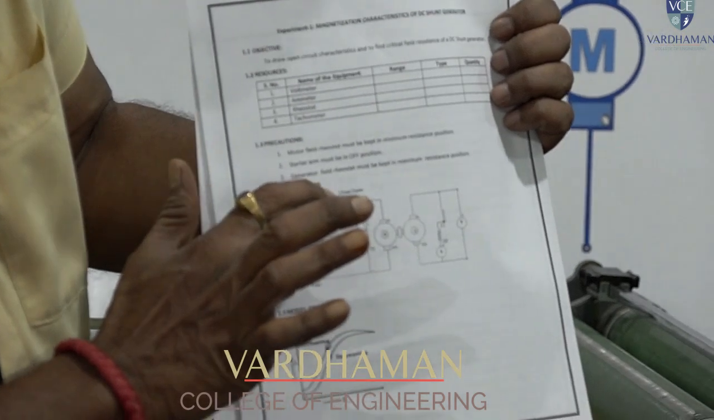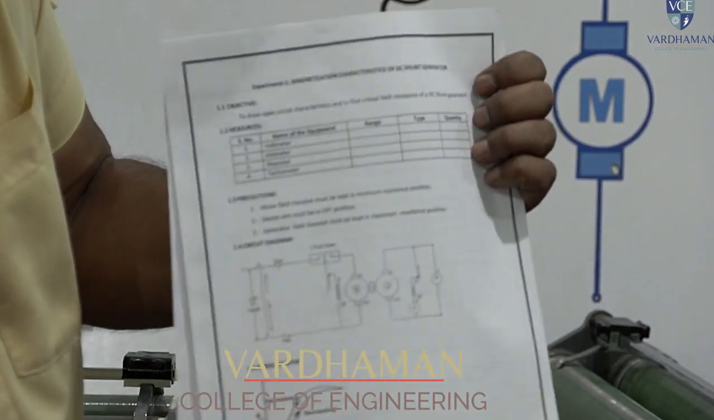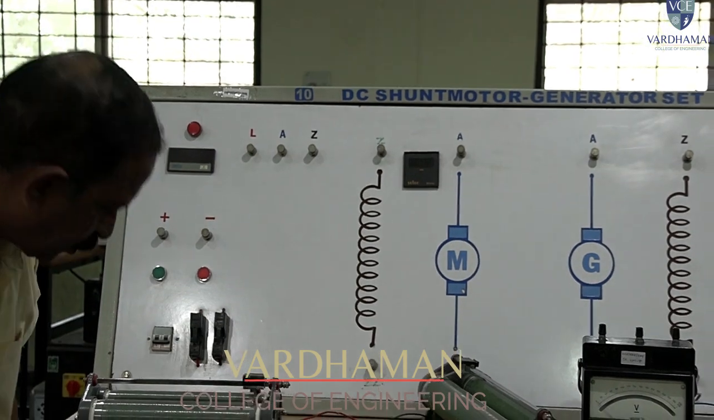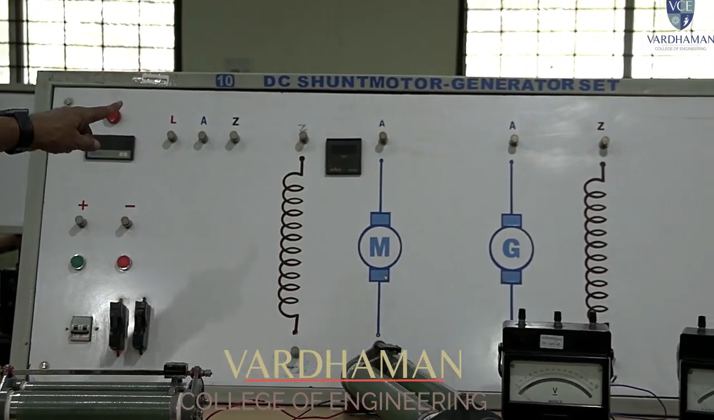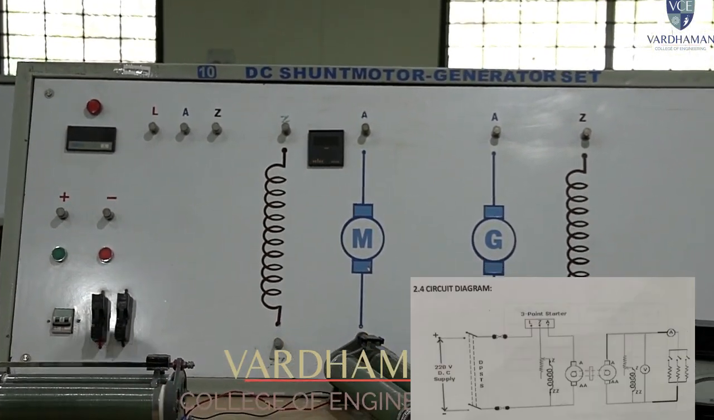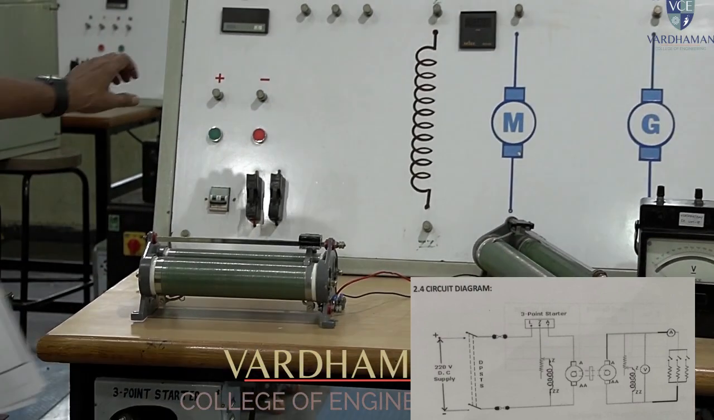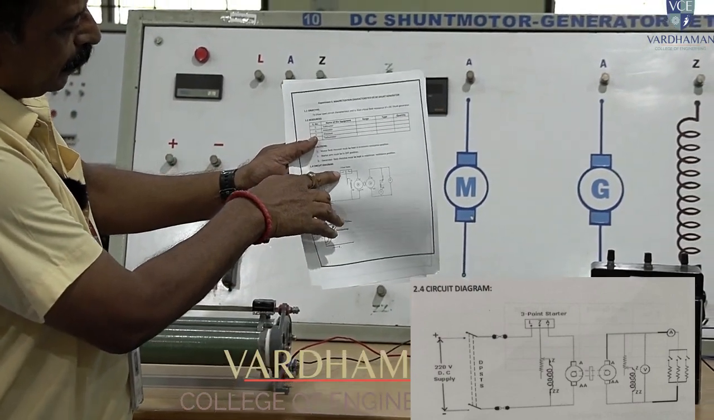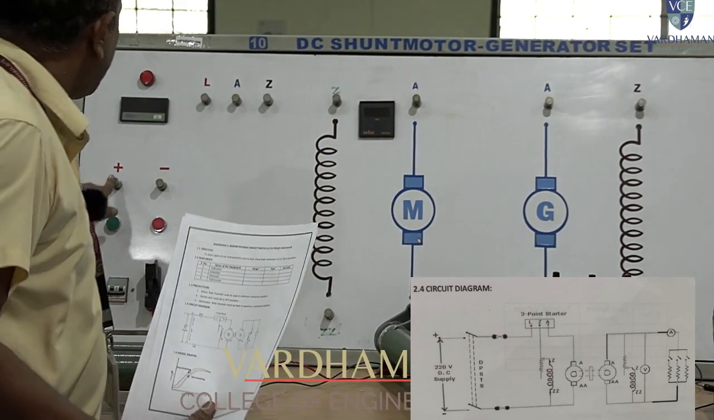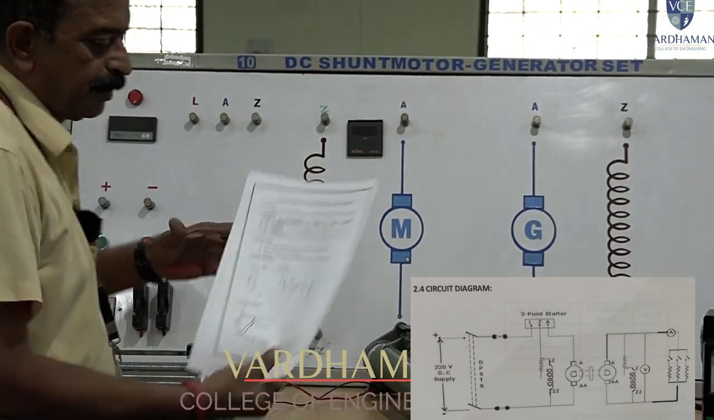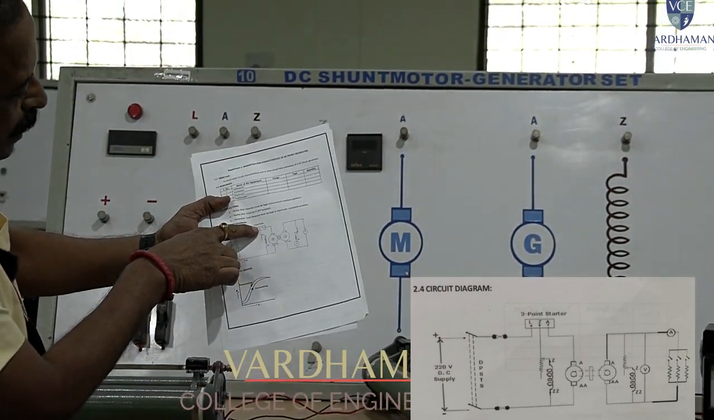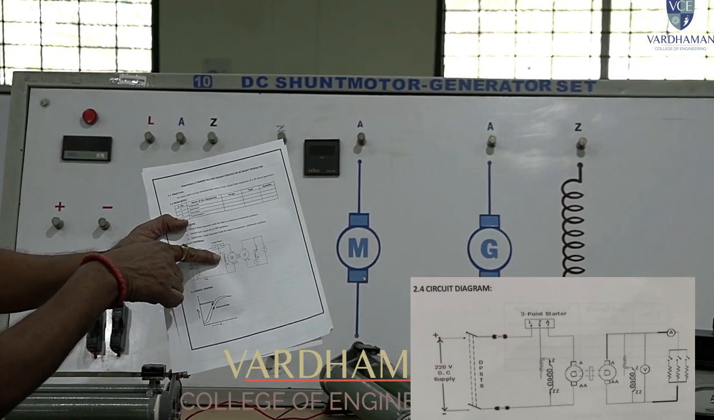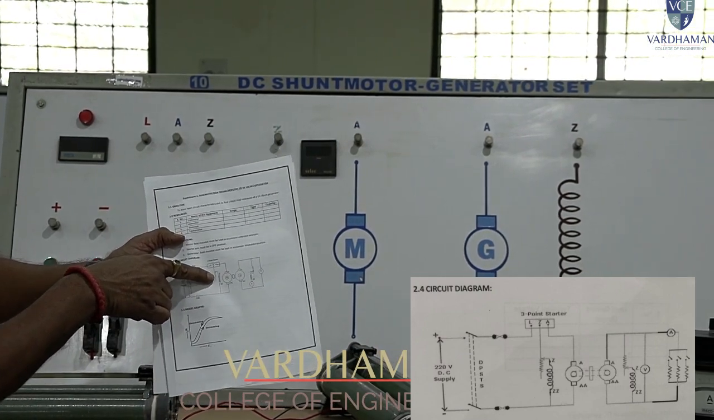In the motor section there is a starter with L, A, Z. These three terminals belong to the 3-point starter. Since the DC shunt motor is operated with the 3-point starter, remember one thing: the power supply, the plus, is directly connected to L, and after that Z is connected to a rheostat to control the speed of the motor. This rheostat is essentially required.